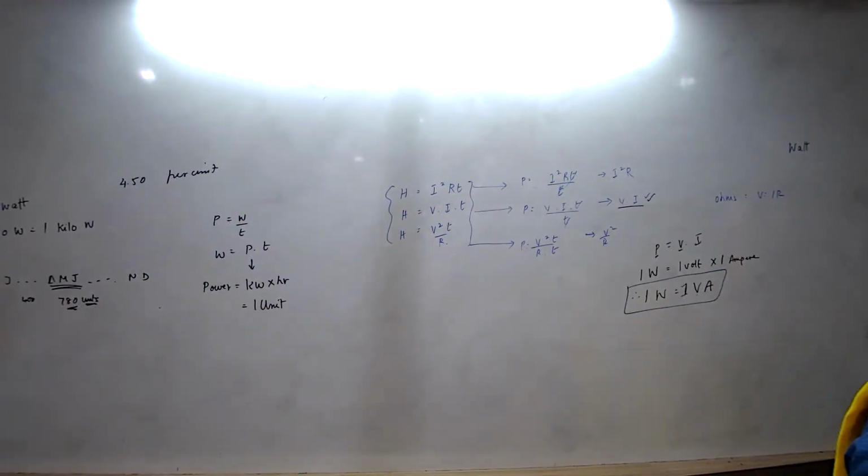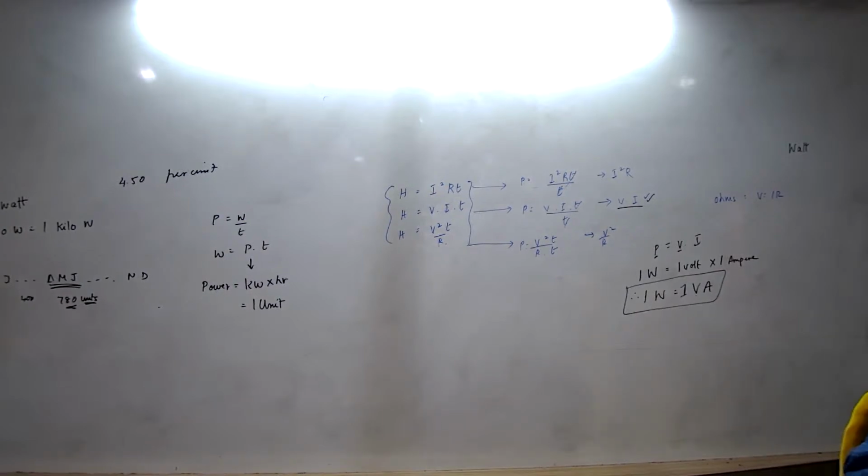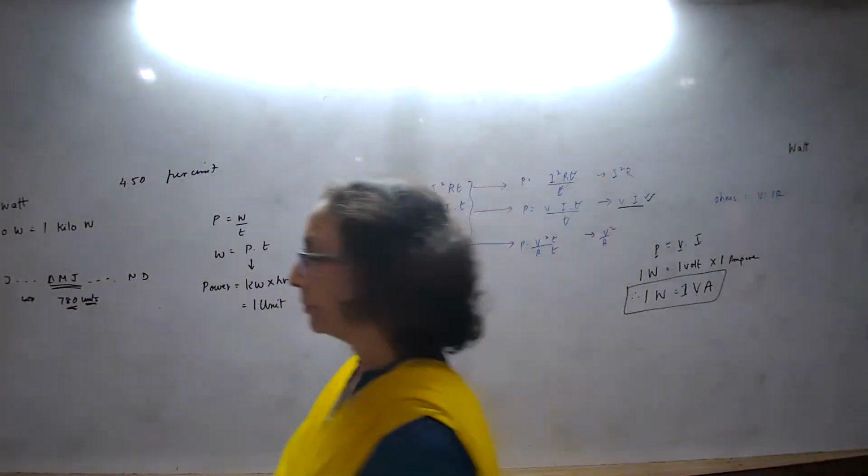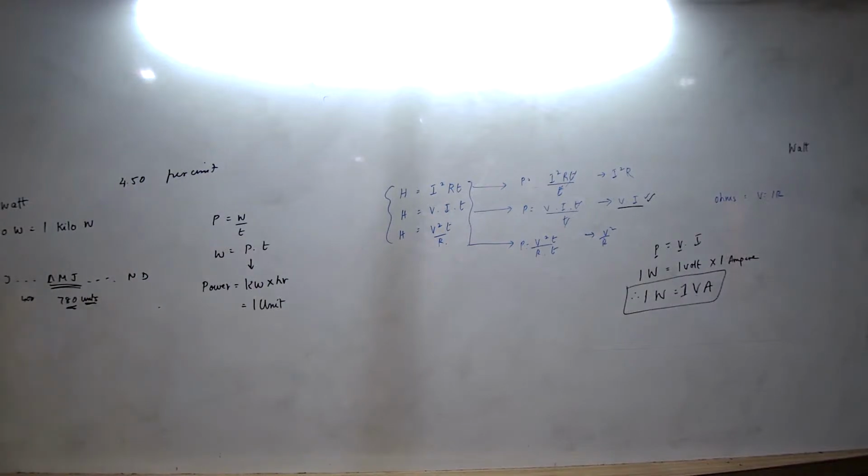Next, in your notebook, write down: Larger unit of power is kilowatt. Write down this: 1000 watt is equal to 1 kilowatt. Write out the definition.